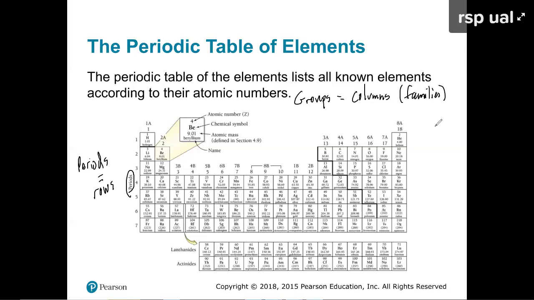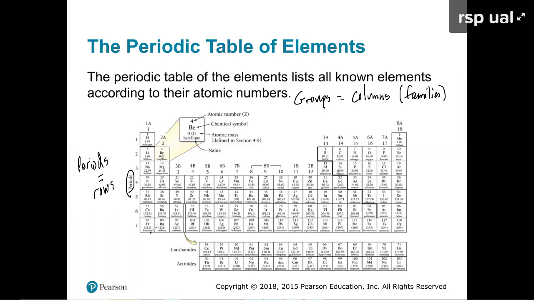Because ultimately these groups are the groups of elements that have similar kinds of properties. And so like a family has similar kinds of character traits or physical appearance traits, so do these elements in a given group. They have certain things that are characteristic of that group that are unique to that group. Now, from a numbering system perspective, periods are numbered 1 through 7 from the top to the bottom.